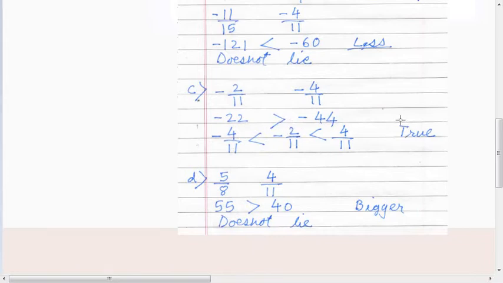So this is true. Similarly for D, 5 by 8 and 4 by 11. You will have to compare it with plus only. So it becomes 55 and 32. It is bigger, so it does not lie between these two numbers. So C is the answer. Thanks.